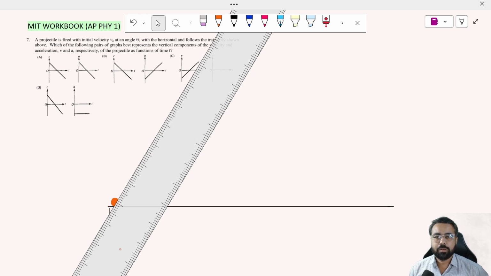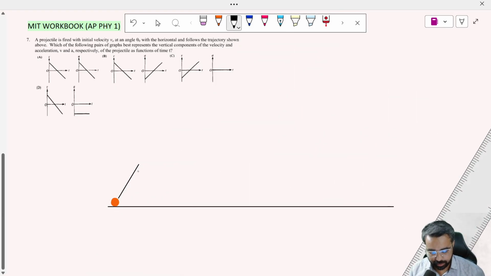In this question, we will try to identify the correct vertical component of velocity versus time graph and acceleration time graph for this projectile, in which you see that a ball is thrown at a certain angle, which is also given in the question, that is theta 0. And it is thrown with this instantaneous velocity v0 at this angle. So what will be its trajectory?